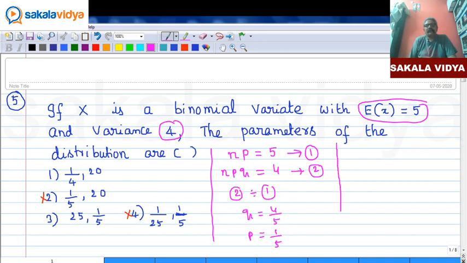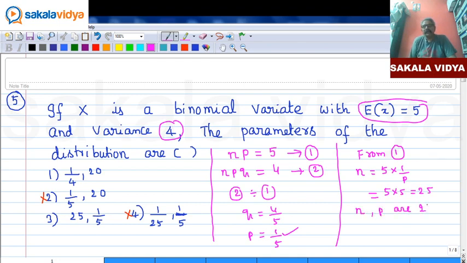What you need to find out? Already one of the parameters P value is known, N you need to find out from 1. So N equals 5 multiplied by 1 by P. So 5 multiplied by 5, that will be 25. So parameters N comma P are 25 comma 1 by 5, third option.